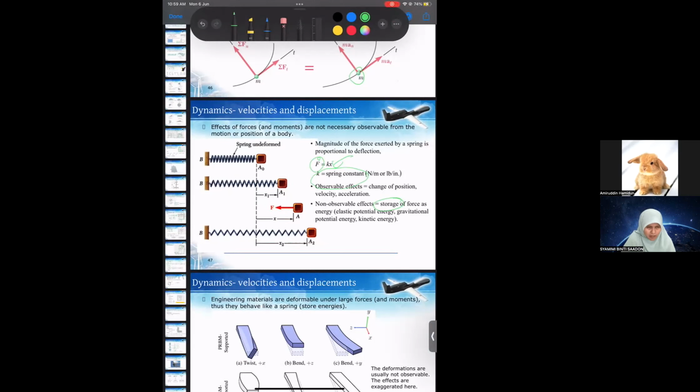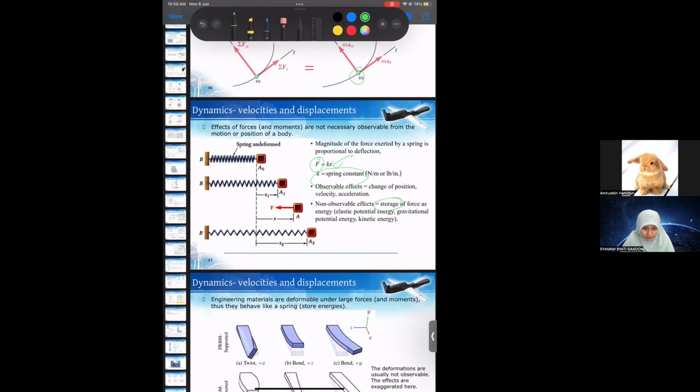Statik biasanya kita boleh nampak dia punya kesan macam impak kepada perubahan tu. Tapi dynamic, benda yang kita tak nampak. Bukanlah tak nampak, dia macam non-observable lah, kan? Cannot be directly observed, but it exists. It exists due to the movement.